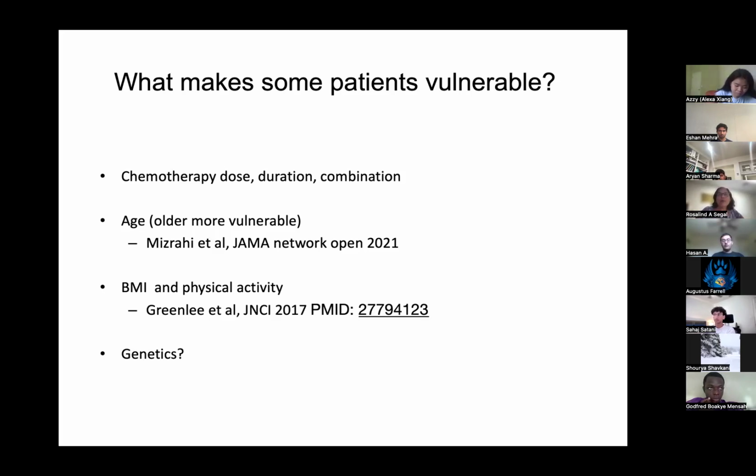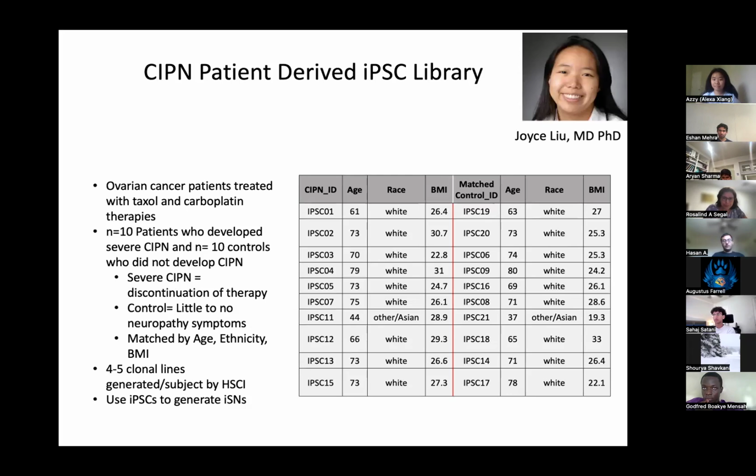How active the person is, whether this is direct or indirect, we don't know, but actually their BMI, their metabolic state and obesity do correlate with patient vulnerability. And then there's this clear evidence that genetics plays a role, though we don't really understand it.